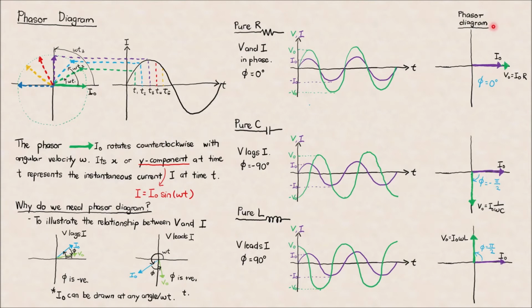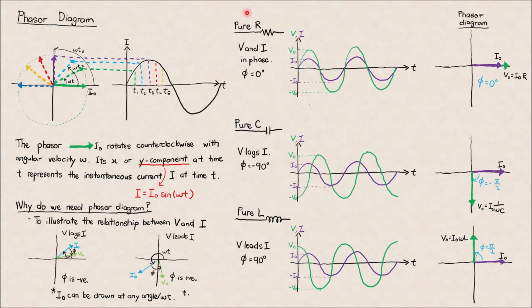But is it possible to create those kinds of phase angles, 30 degrees, 70 degrees? Yes, those kinds of angles are actually possible to create. How do you create them? By combining different circuit elements in an AC circuit.